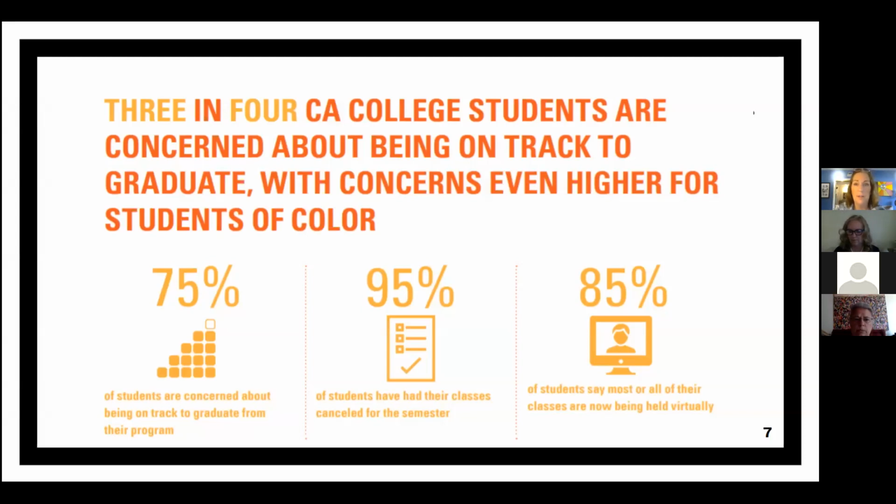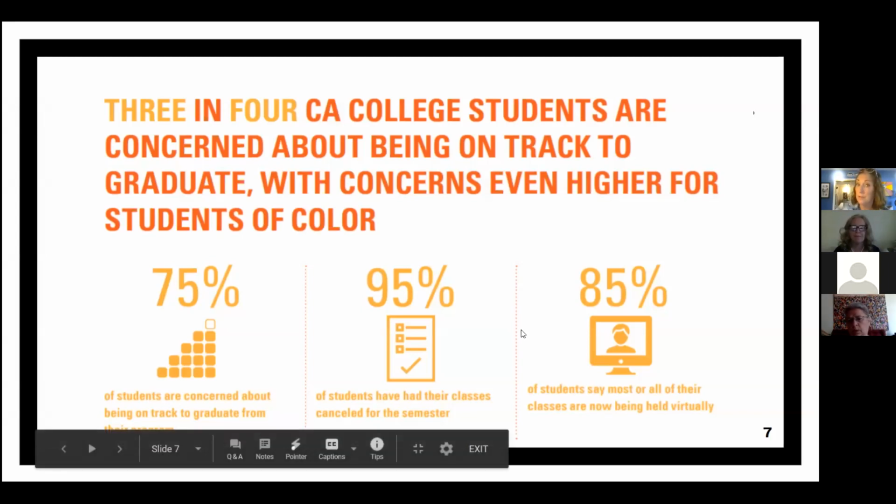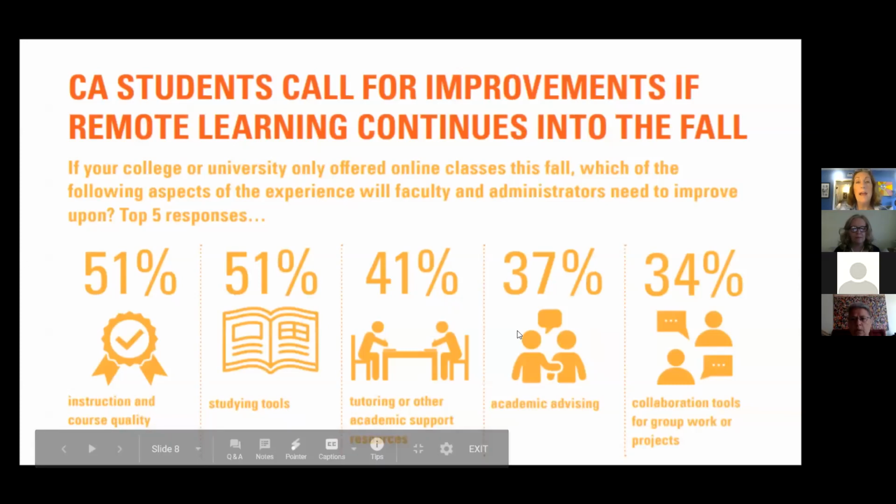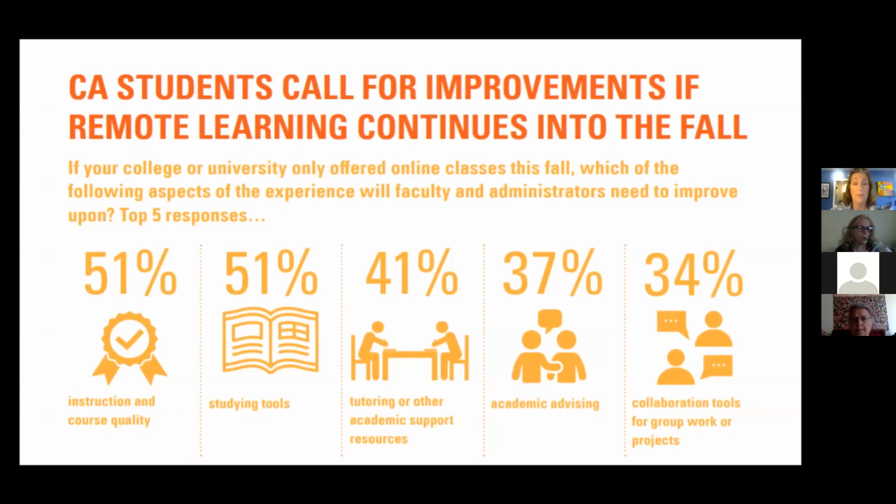Look at those numbers. 75% are really worried about this. 95% had their classes canceled in the spring, some classes canceled, or even in the summer. And many of them are debating whether or not to return to school in the fall. California students call for improvements if remote learning continues into the fall. So these numbers are super significant and something for us to take a look at as we're going through this work today. 51% is the same for both instruction and course quality and studying tools.